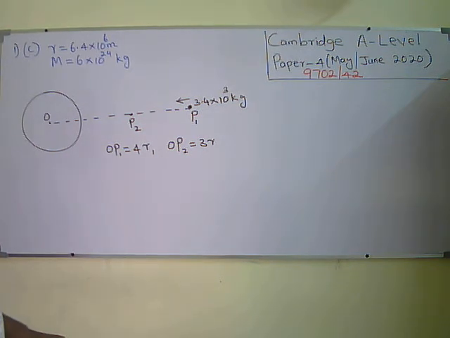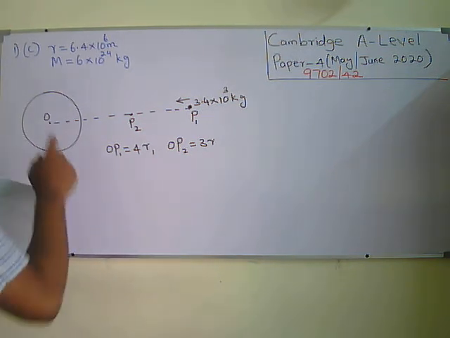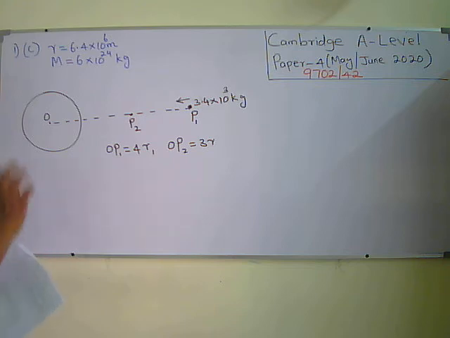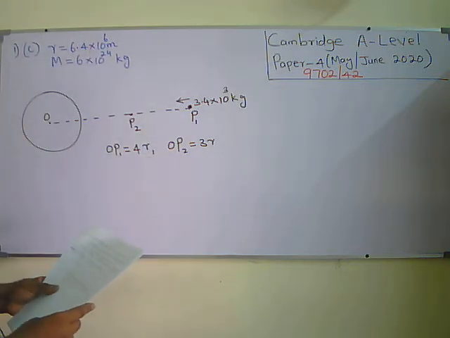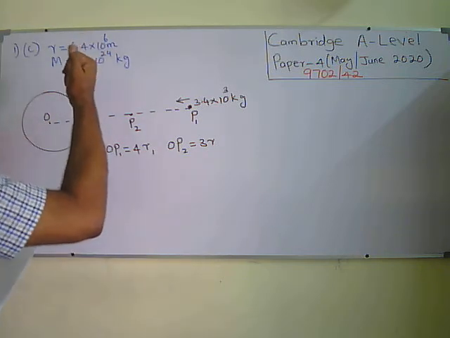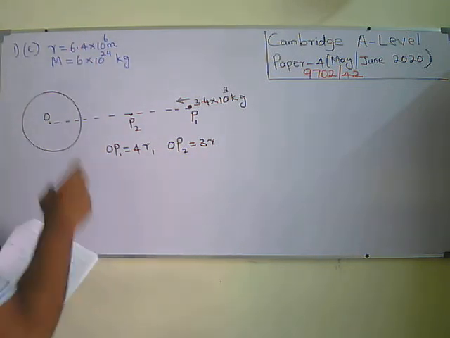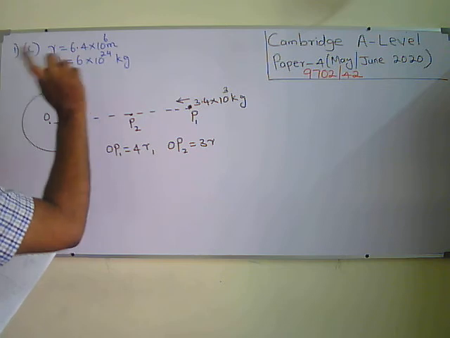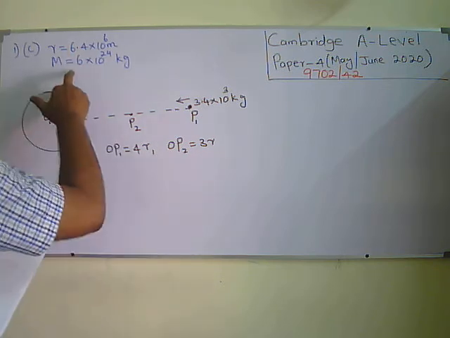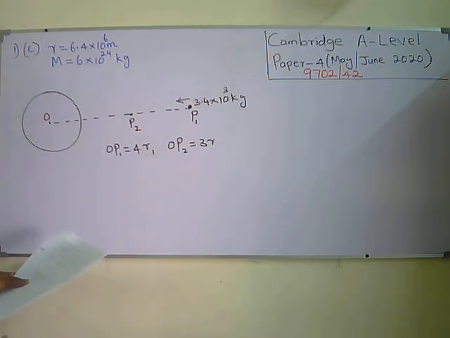Okay, so next part, question number 1, part C. These are the data given. They are saying there's a planet. Its radius is 6.4 times 10 to the power 6 meters. So actually it's Earth. And its mass is also given, the mass of the Earth, but they are not using the word Earth: 6 times 10 to the power 24 kilograms.